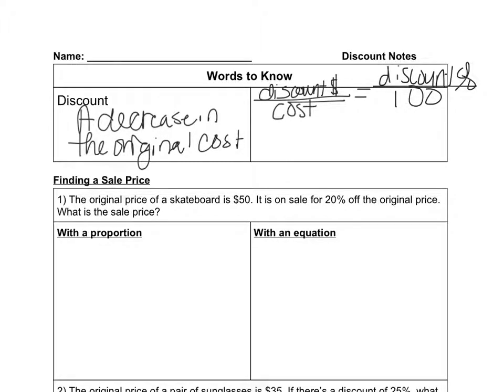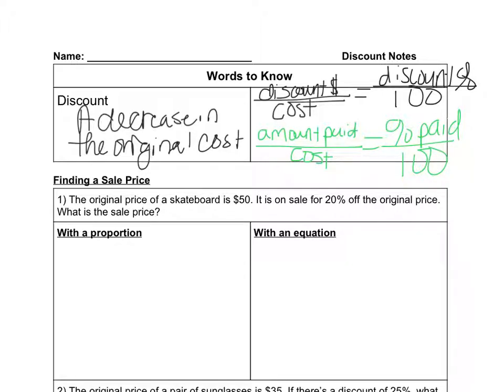Okay, so another way we can look at it is the amount paid. So after the discount, how much you paid over the cost equals the percent paid over 100. Now that is the one I'm going to be using the entire time, okay? But I wanted to show you that this one does exist, but I will be using this one. And I'll be using it with the equation, and I'll show you how that works as well when we get down to the first problem. So let's go ahead and start.